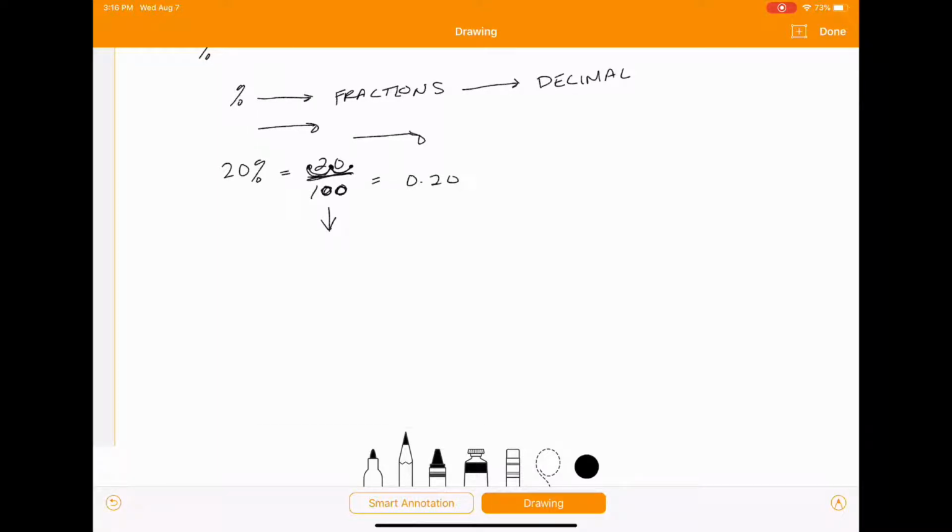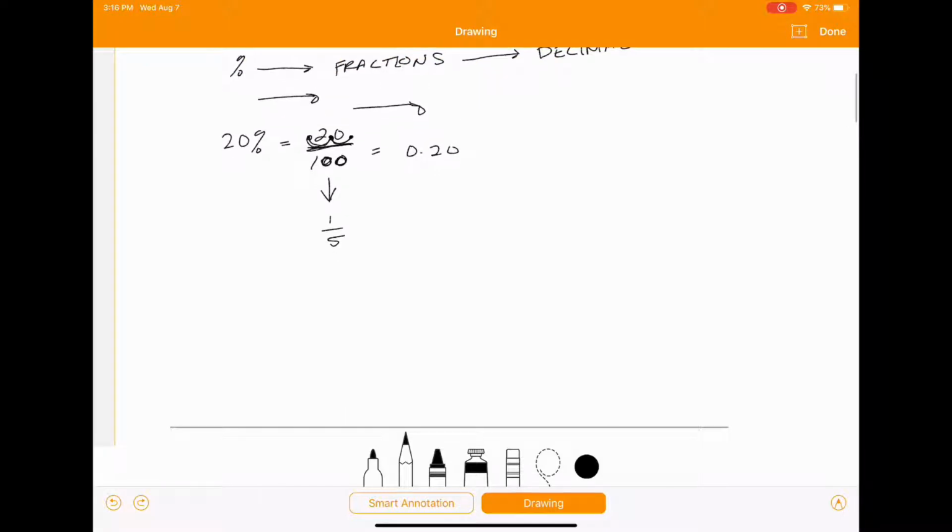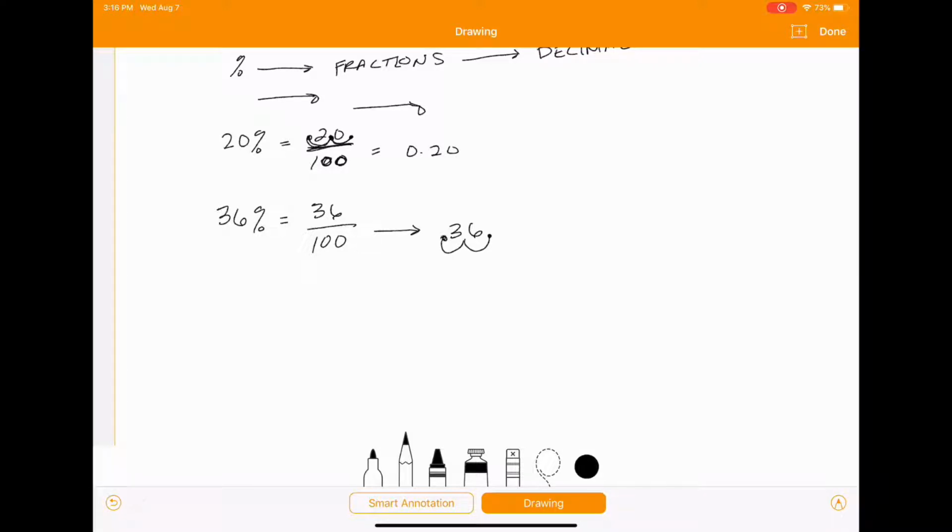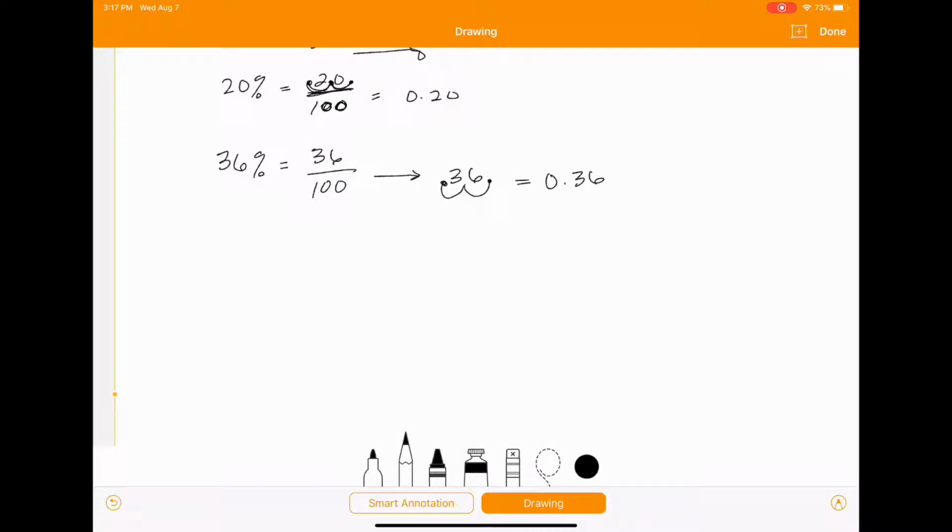Now again, this fraction could be reduced to 1/5, but those are equivalent fractions, so unless you're asked to reduce, you don't necessarily have to. So if we do another one of those, let's say we've got 36%. That's the same thing as 36 over 100. And to get that to a decimal, again, 2 zeros in the denominator, so we're going to take our decimal and move it 2 places to the left. 1, 2. So 0.36. All right, and it's really as simple as that. You just do that every single time.